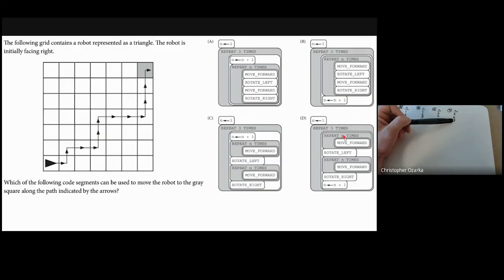Now we're on the third repeat, okay? Now we're repeating 3 times because n is 3 right here. So now it moves forward 3, 1, 2, 3. Okay, then it rotates left and then goes forward 3, 1, 2, 3. And then you're technically there. It rotates to the right that last step. It doesn't really matter. You're on the gray square. But I guess it does show you that you're supposed to be pointed that way.